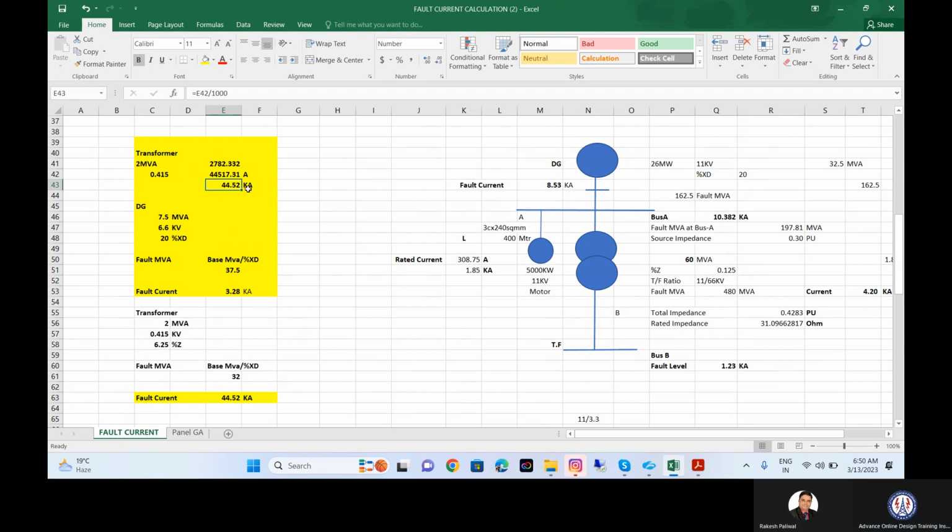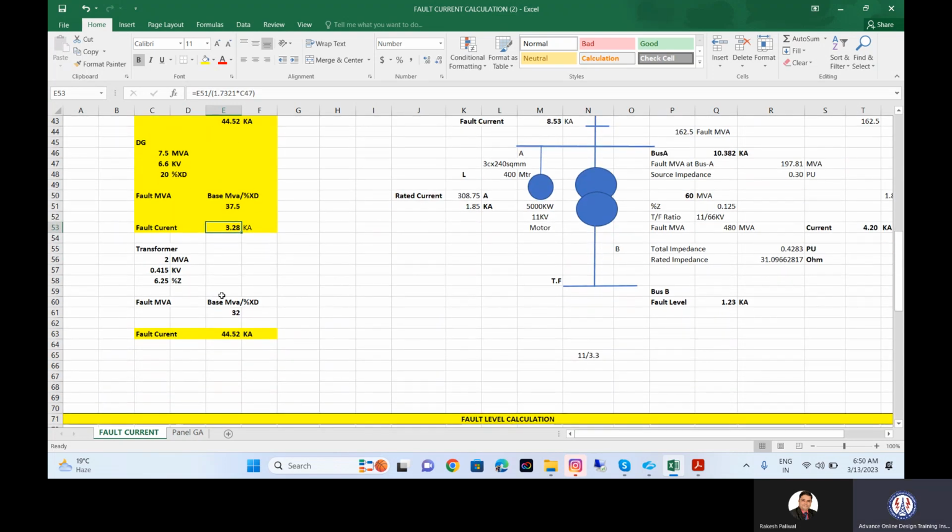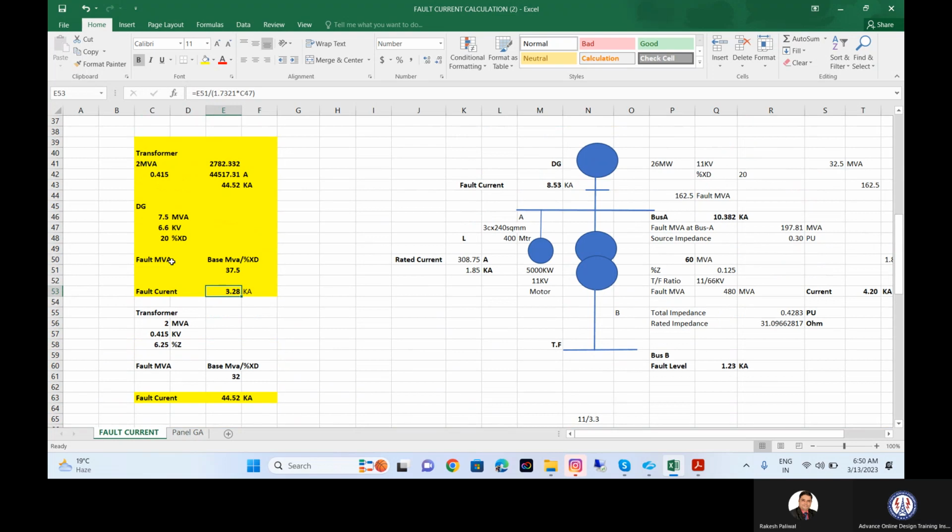Okay, sir. So it's a thumb rule basically. It's the same for the DG. First, the thumb rule is divide current with the percentage impedance. There is one more thumb rule. First, I will determine the fault MVA. So base MVA divided by subtransient reactance. So 7.5 divided by 20%. It is in MVA, so I will divide it with the voltage. It will come the current. Okay, sir.